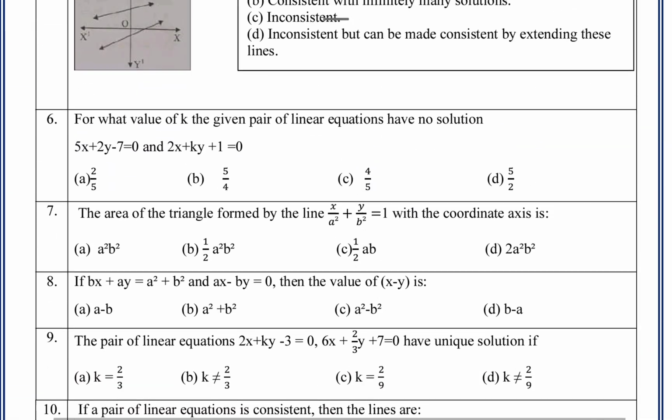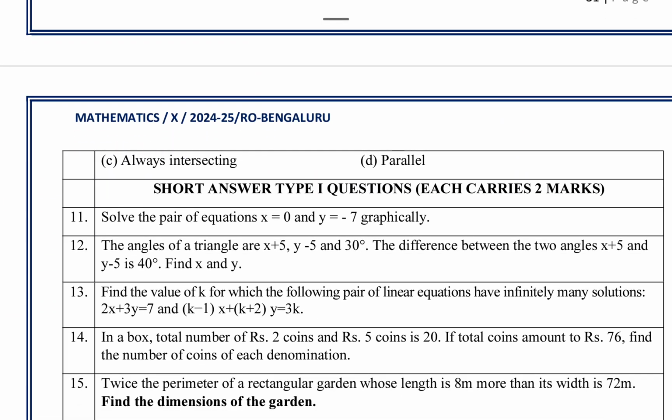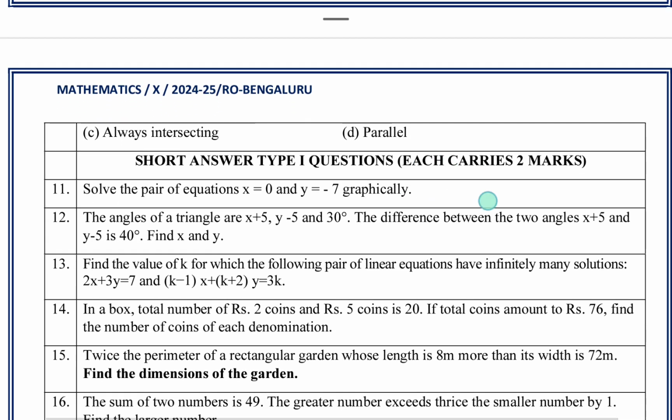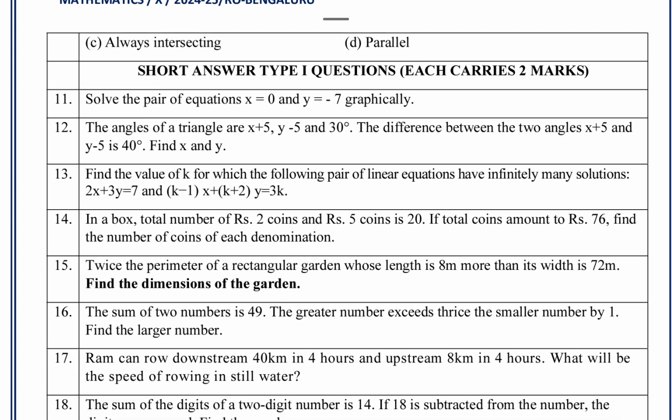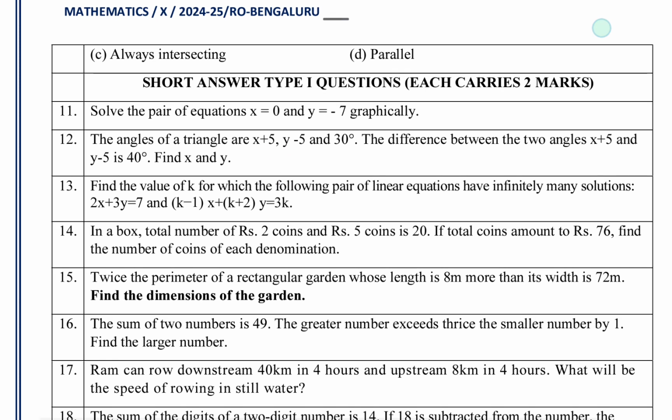Before going to that one, I will give the answers for everything in the 2 marks questions. You can solve and find the values. For 11th one, x equals 0, y equals minus 7. Then 12th one, we are going to see that x equals 90 degrees, y equals 60 degrees. I hope you understood. Here the k value is 7.